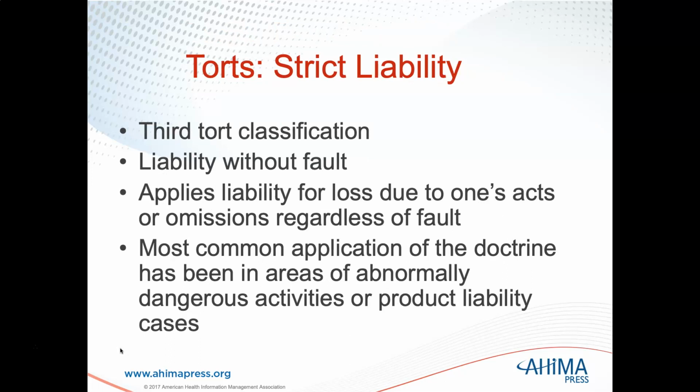And the third type of tort is strict liability, and this is liability without fault. It applies liability for loss due to one's acts or omissions regardless of fault. Whether or not they're at fault, they're liable. An example of this might be that the injury happens on a property that's owned by someone. They're liable because it's their property. Even though they didn't cause the injury, they're still liable. So that's where strict liability comes in.